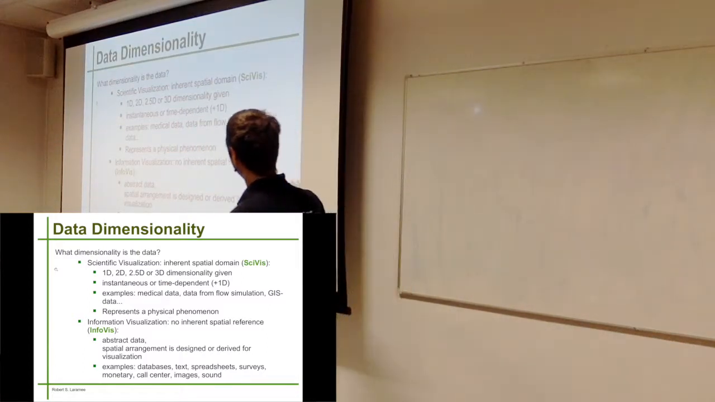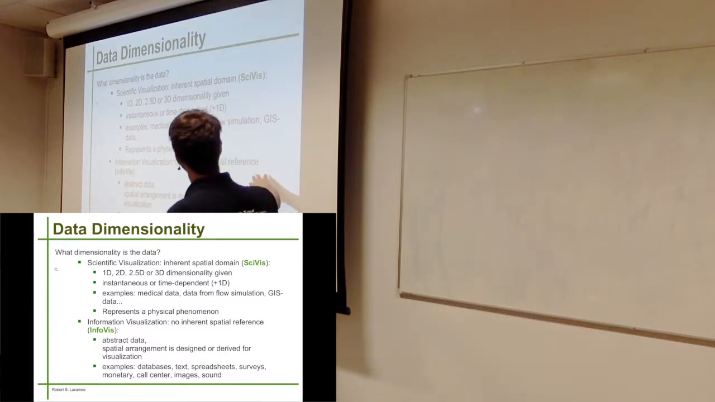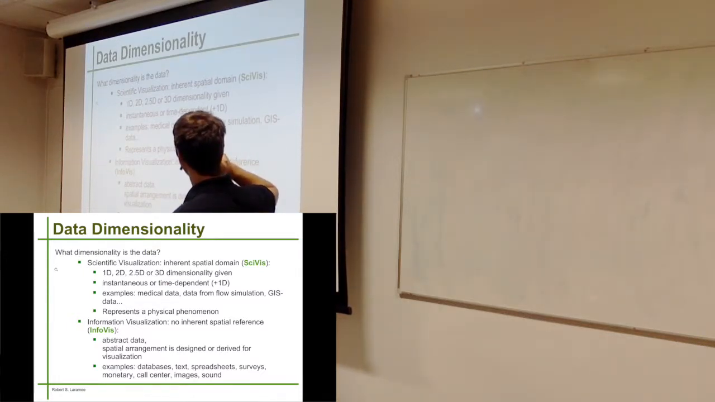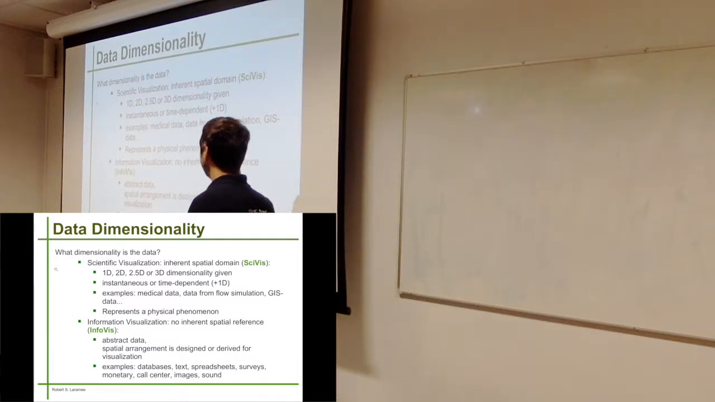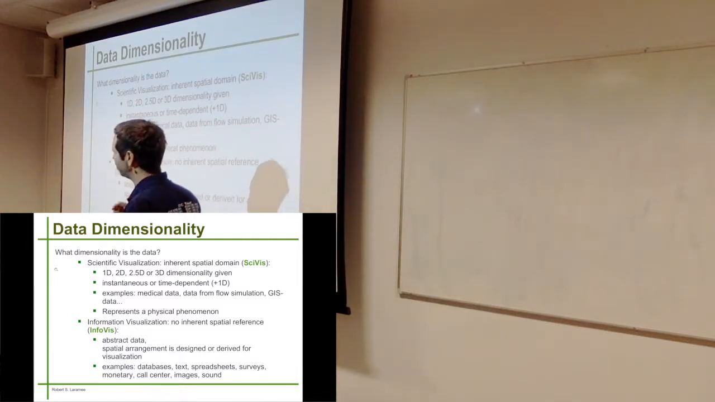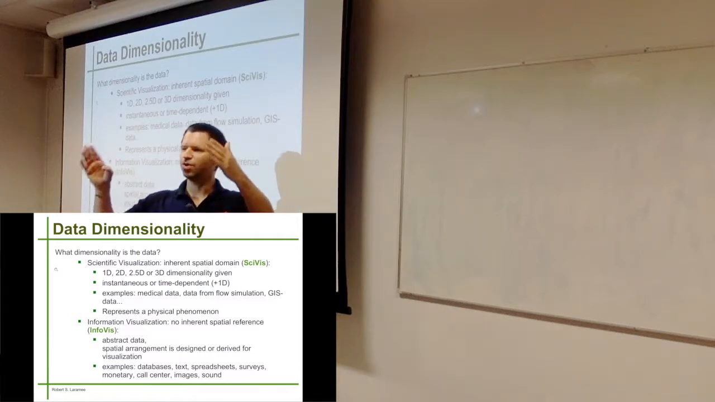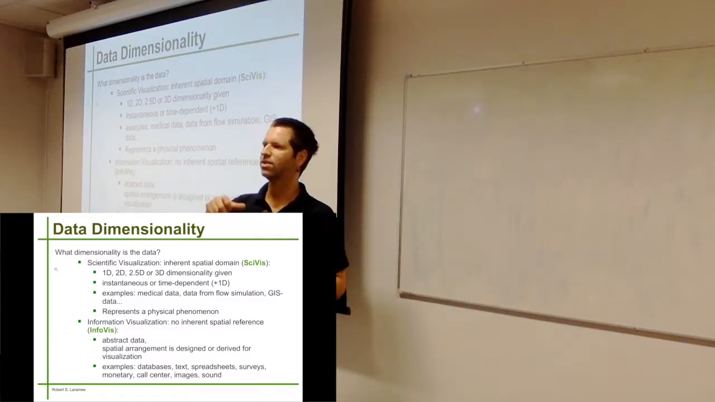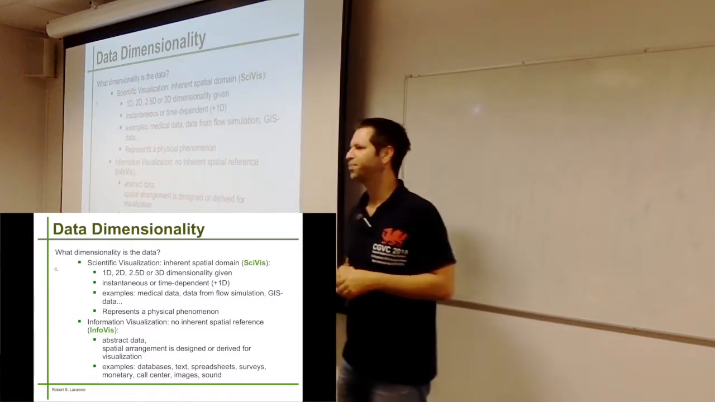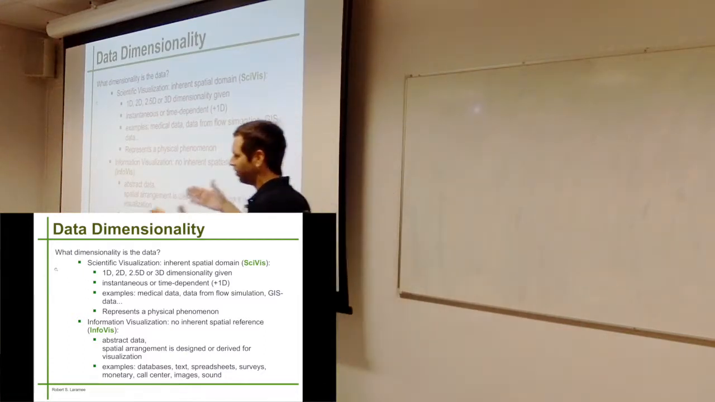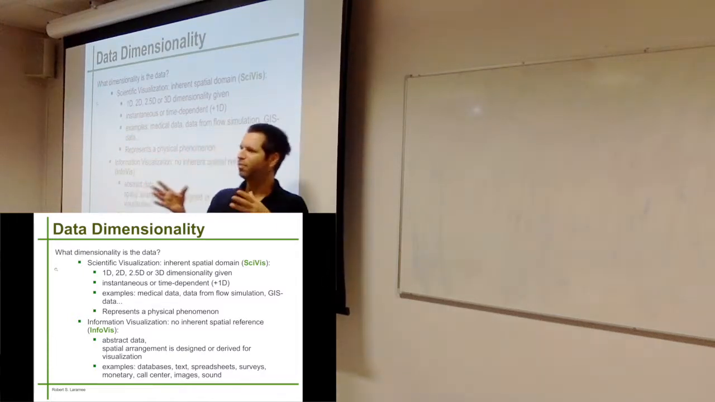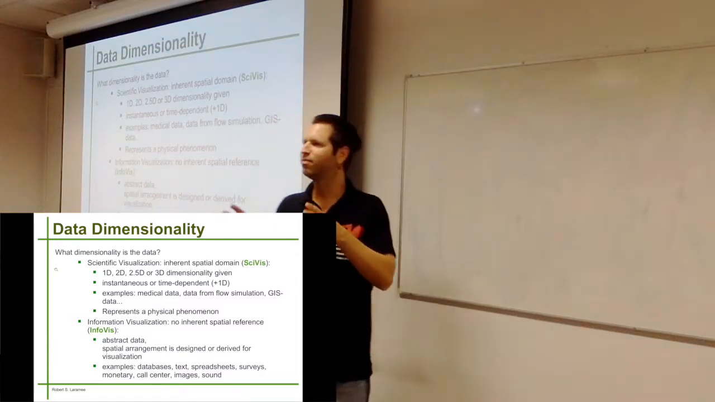In information visualization, there's no inherent spatial reference, and the term data dimensionality changes. If your data is stored in a spreadsheet, then every column in the data set is a data dimension. You could, for example, have a list of cars in a spreadsheet. You're shopping for a car and you're trying to compare them.